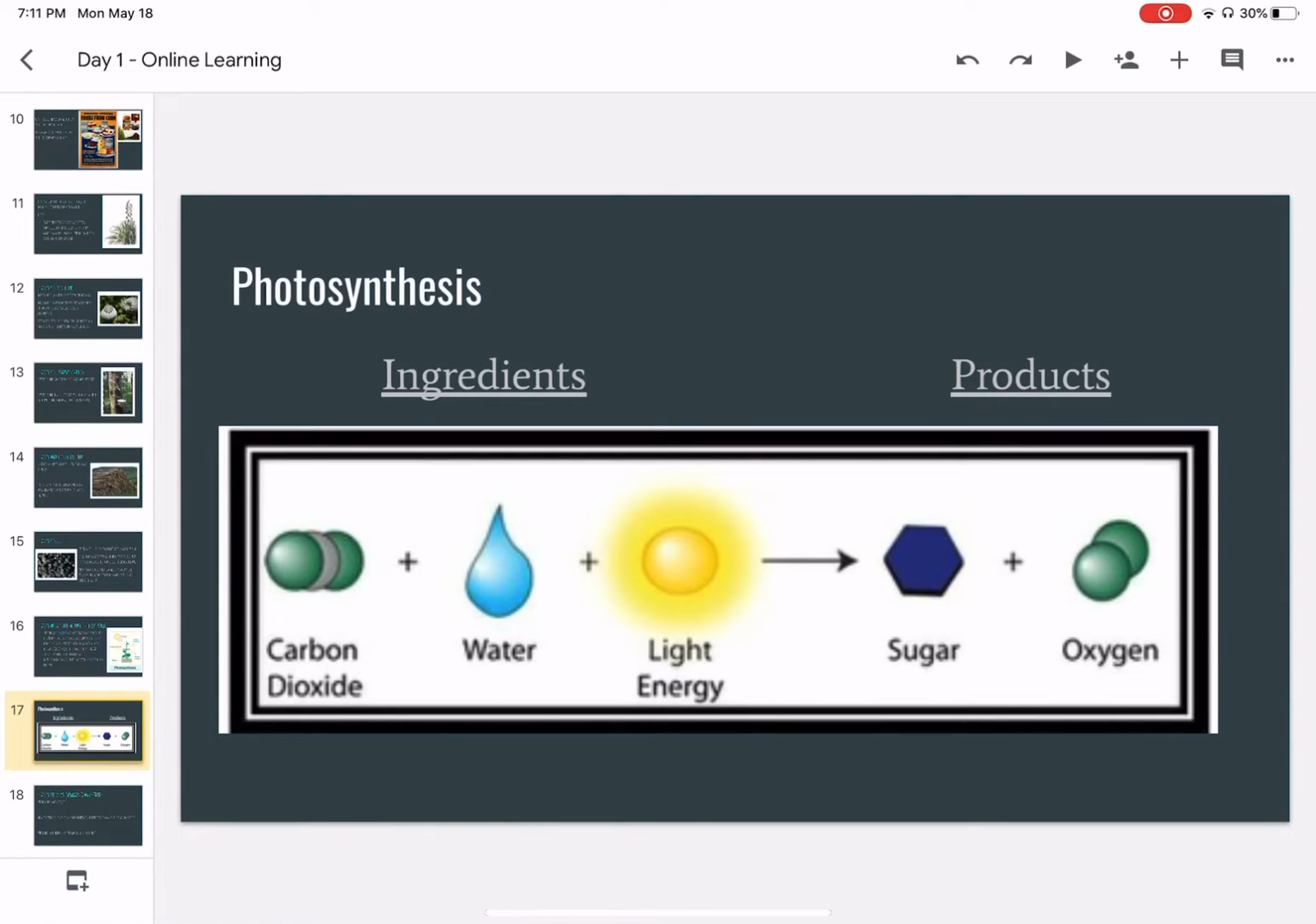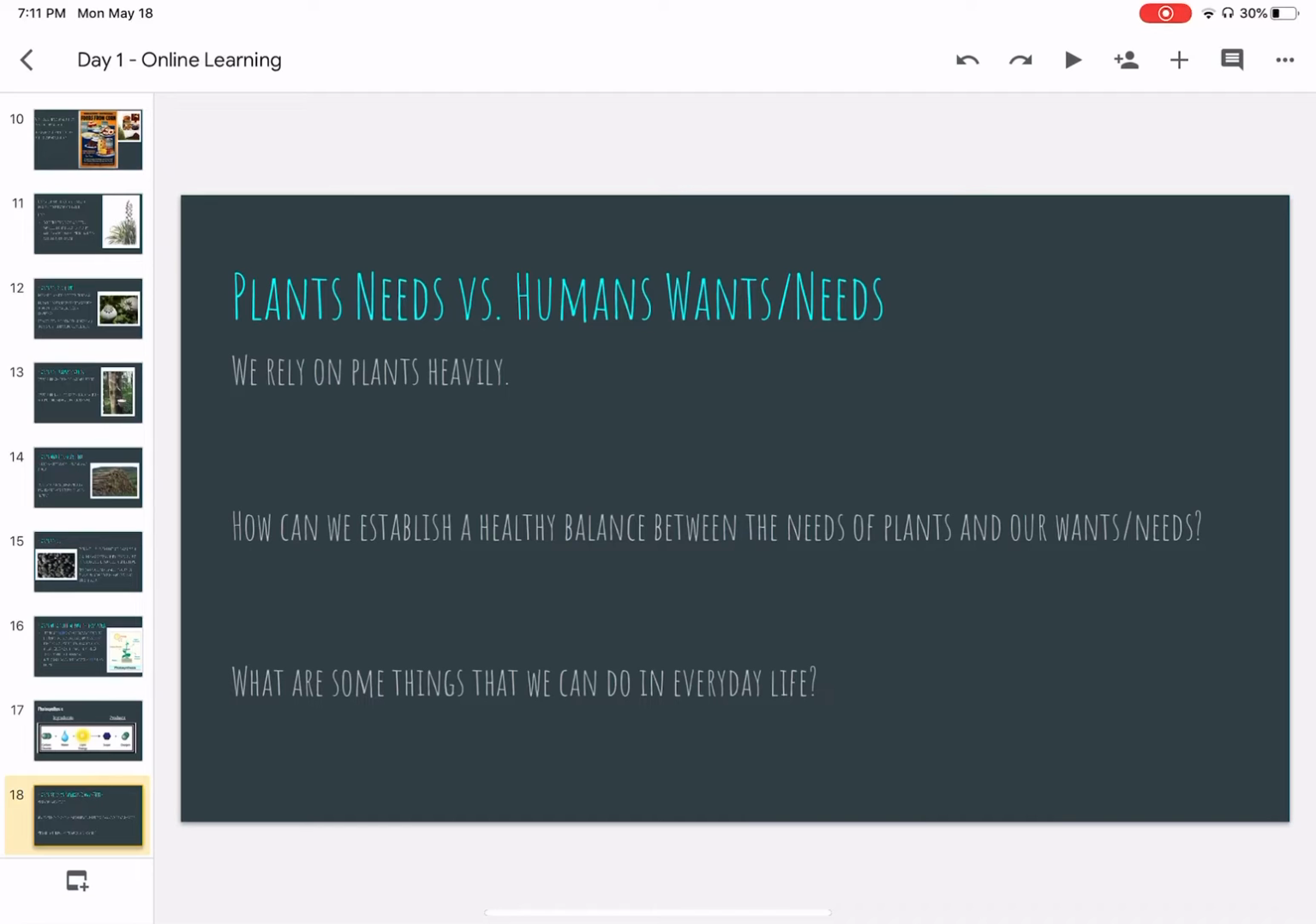So don't confuse that statement with plants needing oxygen. Plants do need oxygen, but the oxygen from photosynthesis is given away, and later it'll pull in oxygen from the air around it. So, plant needs versus human wants and needs. We do rely on plants heavily.